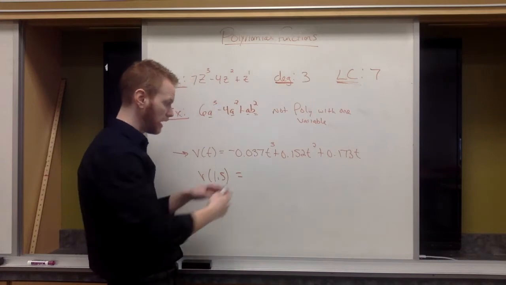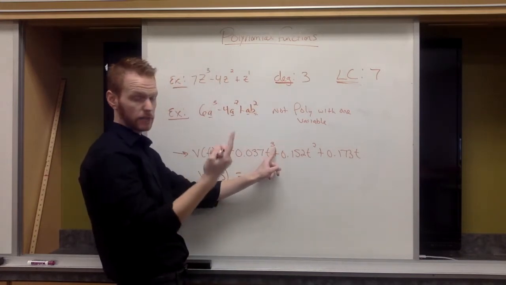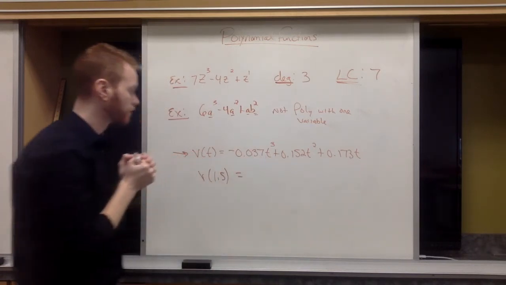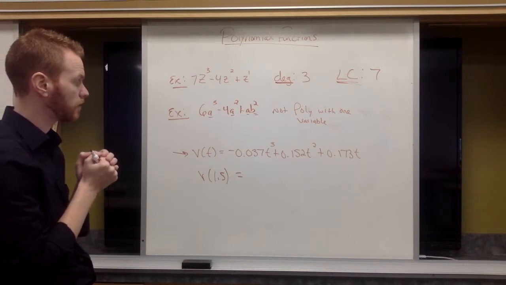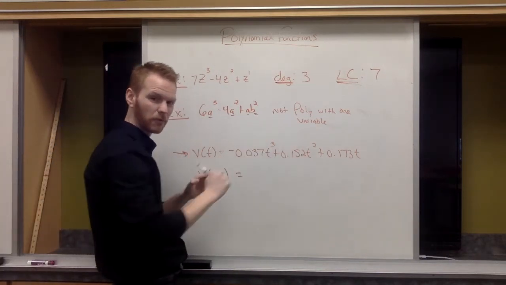It is. What's the degree of this guy going to be? It's going to be 3. That's the highest power. And the leading coefficient would be this guy right here. And that would be what? Negative 37 thousandths. Okay? So we'll review a little bit.